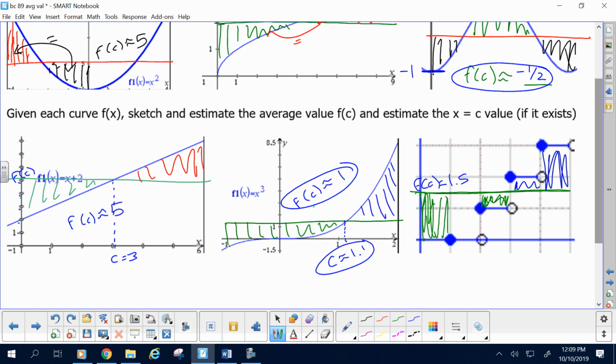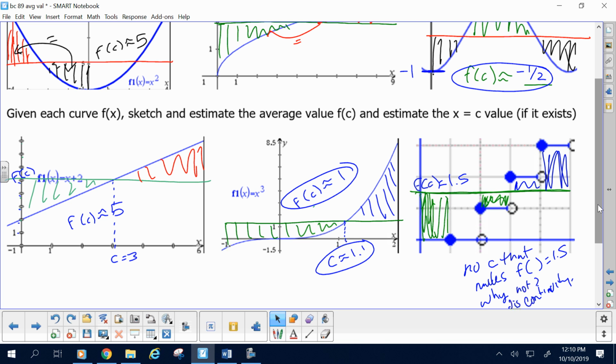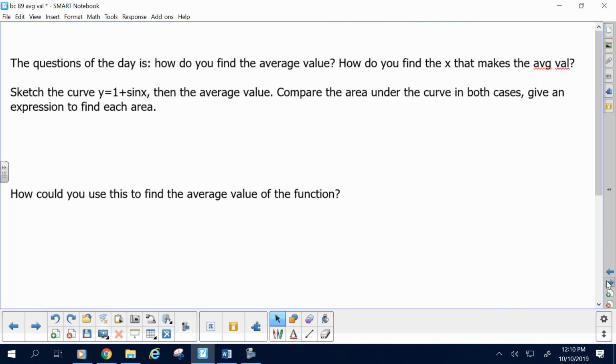You're right on the second part. When I say at what X value is the average value made, is there an X value that makes that average value? Right. No, there is no C that makes F equal to 1.5. Why not? What makes this graph different? Yeah, continuity. Or discontinuity, I guess I should say. Now that's actually the mean value theorem for intervals. We'll talk about that in a second, but let's go with the big idea.